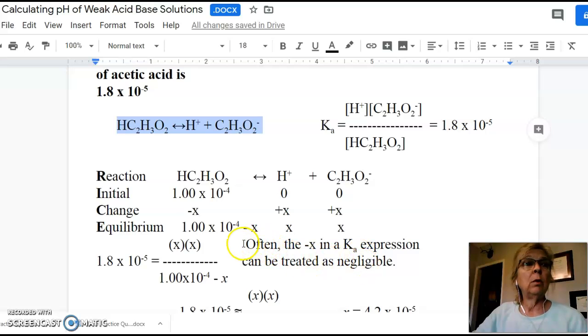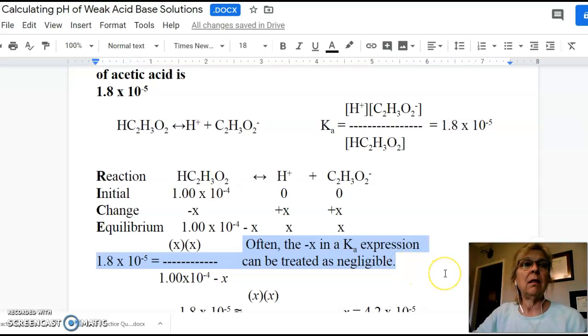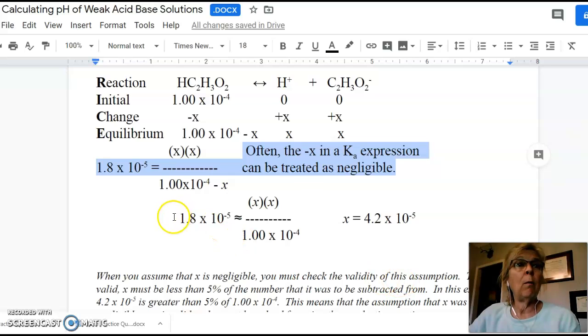You will notice, as part of this calculation, that the minus X you see in the denominator is treated as a negligible amount. That means we're going to ignore it in our calculation, and that is always the way you will handle this. So our calculation comes out as 1.8 times 10 to the negative 5, that's Ka, is approximately equal to X times X, for the hydrogen ion concentration and the acetate ion concentration, over the original concentration of 1.00 times 10 to the negative 4.